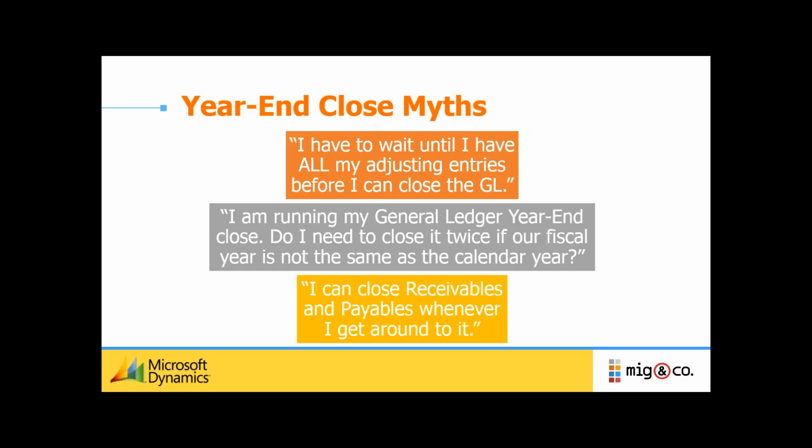And the other third question that I get a lot is, I can close accounts payable, receivables whenever I get around to it. I think, well, knowing that you have to close out receivables and payables in order to close the general ledger, it's probably a good idea to close out payables and receivables now, as soon as possible, so you can close out the general ledger.